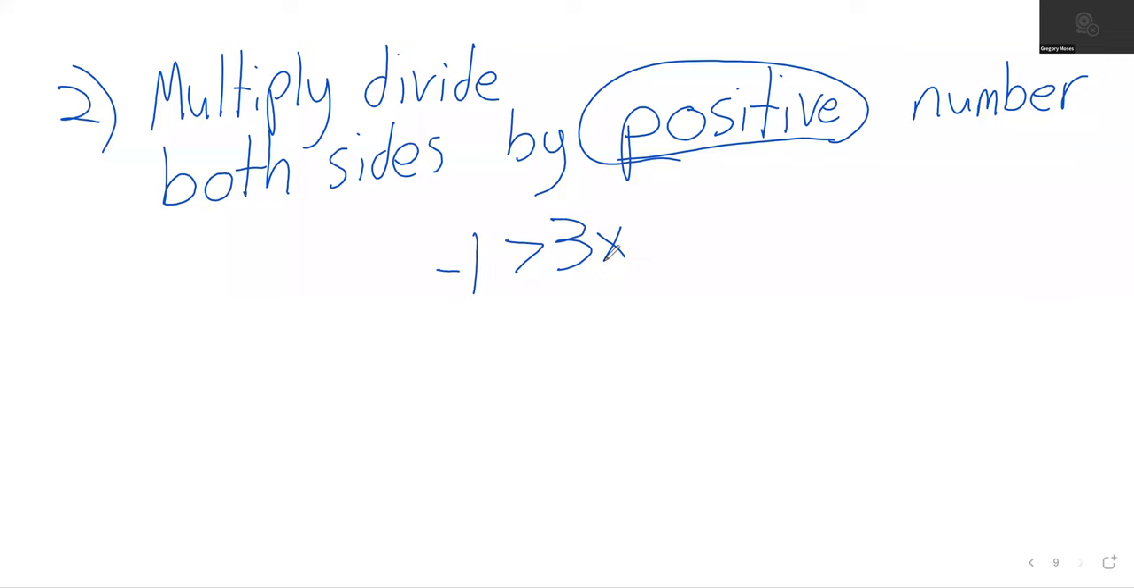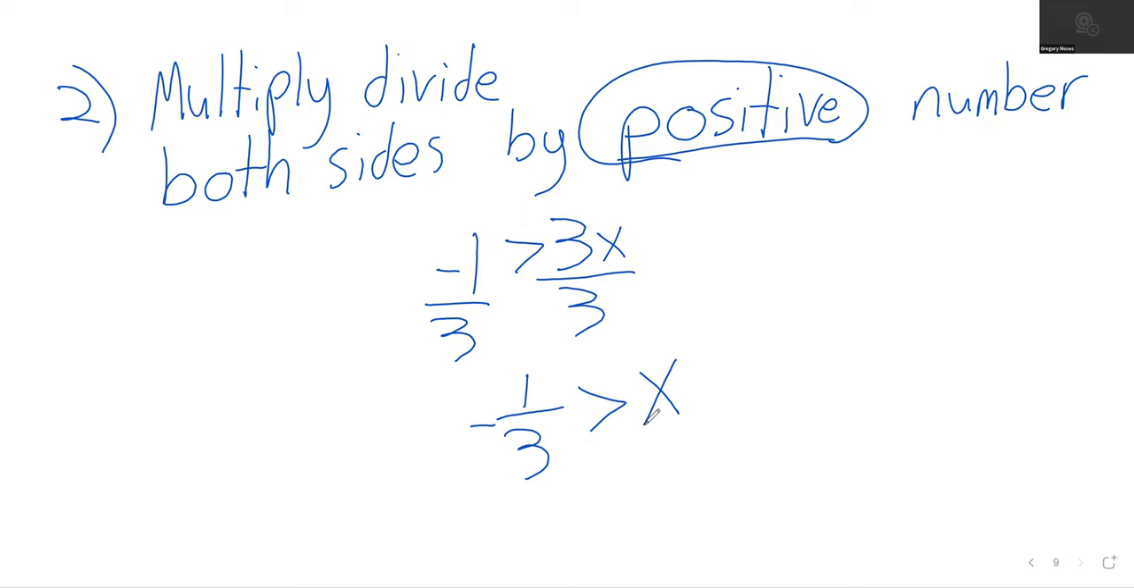Three is a positive number. You can divide both sides by 3. And notice that when you solve an inequality, you get a range of values. We don't get x equals something here. We get that x is less than negative 1/3. So instead of getting a single value, we get an infinite number of values.